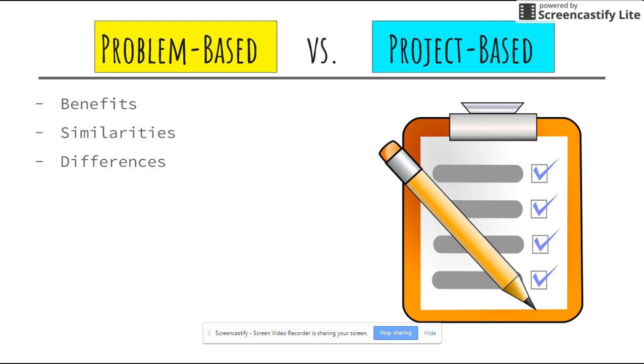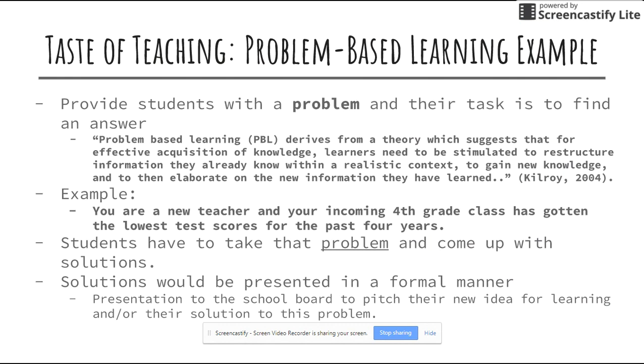So in the next few slides, we'll be going over the benefits of each of these approaches, similarities and differences, and also how they would be used in that capstone course that I described on the previous slide. So for Taste of Teaching, the very first instructional strategy that I'm going to explain is problem-based learning. So the example is just providing students with a problem and their task is to find the answer. That sounds super simple, but it's not that simple.